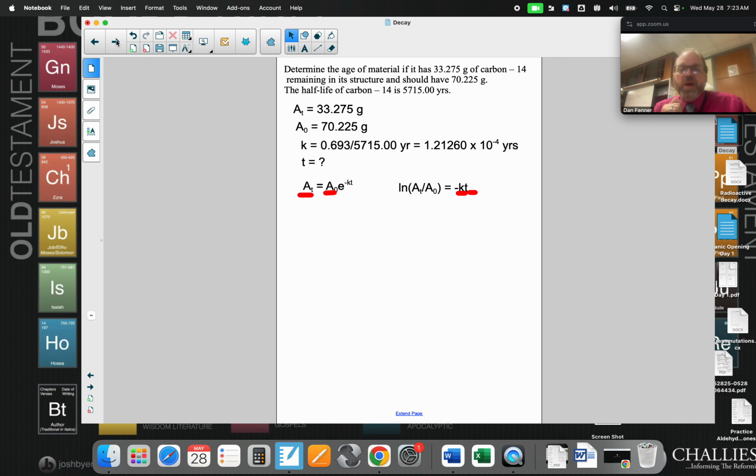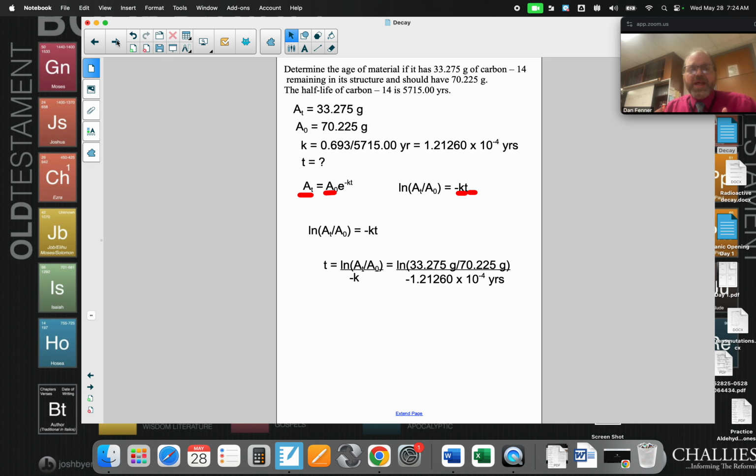When you use the second equation, ln of A sub t over A sub o is equal to minus kt. Now, we want to solve for t. Rearrange. Move negative k to the bottom. So put our values in there. ln of A sub t over A sub o, over minus k. Take our values, plug them in. ln of 33.275 divided by 70.225, divided by negative 1.21260 times 10 to the minus 4.